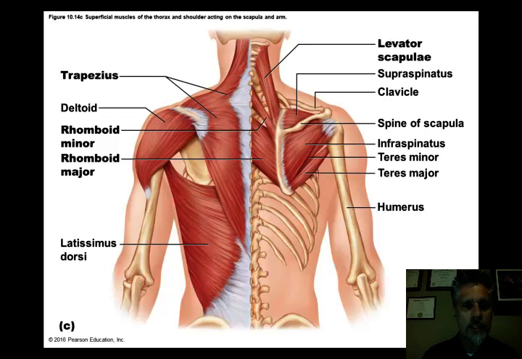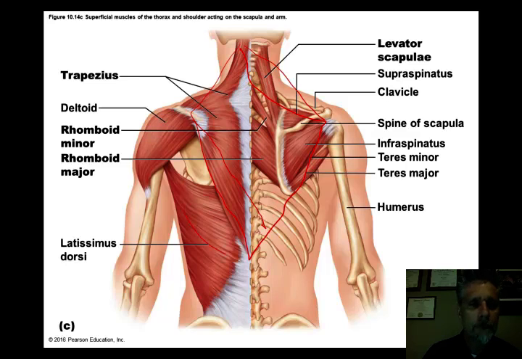Posterior, here's that trapezius. Remember, it's on both sides, not just one side. Should be like this and over to here like that. And on the right side, we can see how it's pulled away.